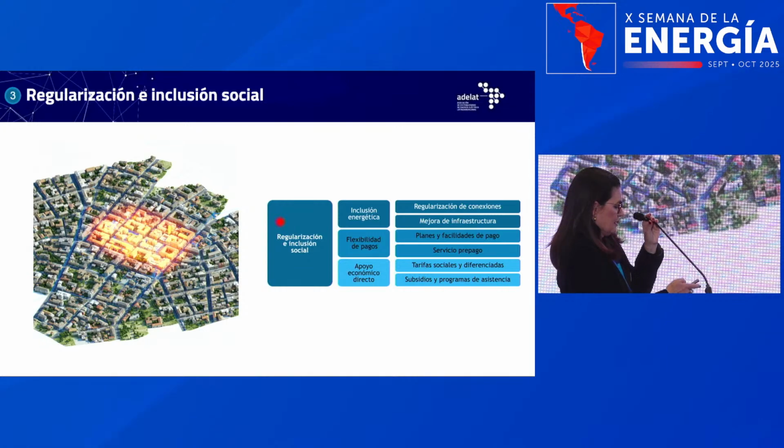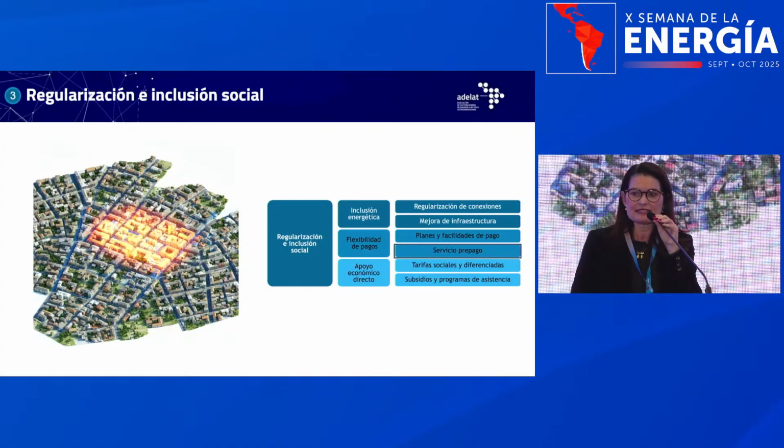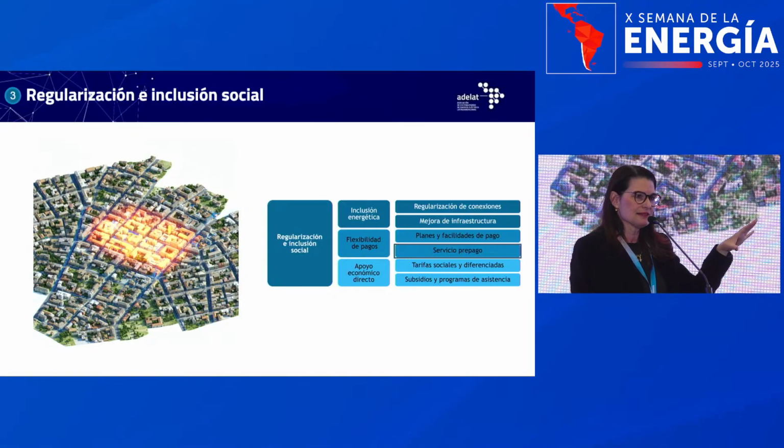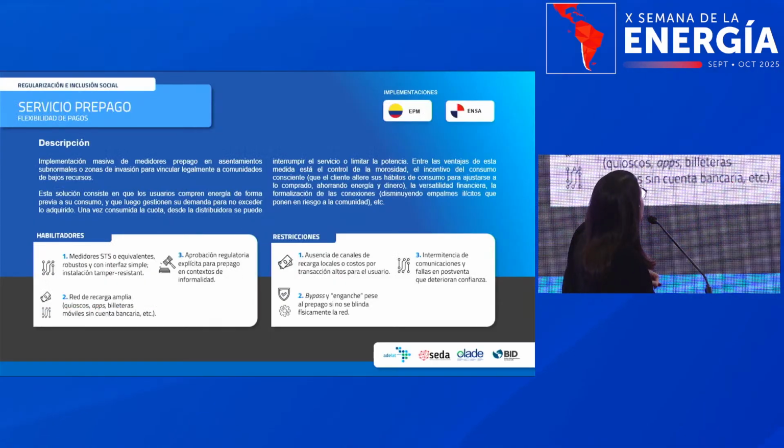This group of measurements regarding regulation and social inclusion. And so we have an example, which is the prepayment service. And then we're going to see how this is in Brazil, it's been tested in Brazil, which is all about the rates. Yes. And we have as implementers of these measurements the enablers, which are the measurements which are necessary, and the network and the regulations for prepayment. And so restrictions are the absence of the channels of local recharge, bypass, which is an issue with losses, and intermittence of communication. And so that is an example, a preview.